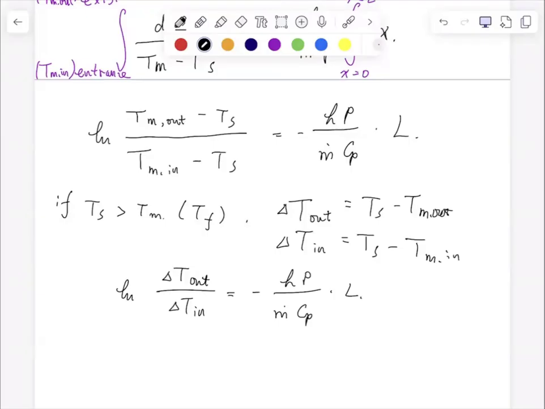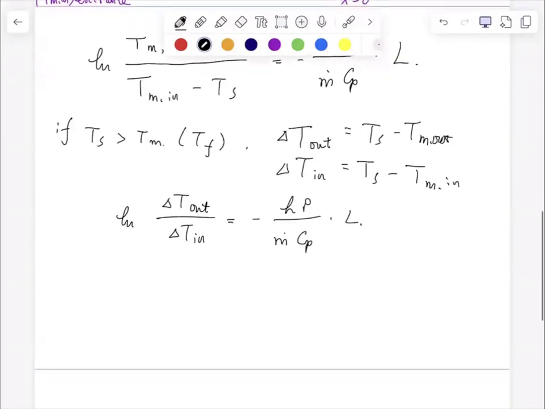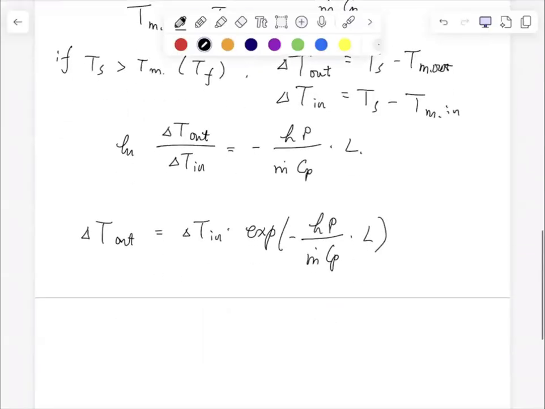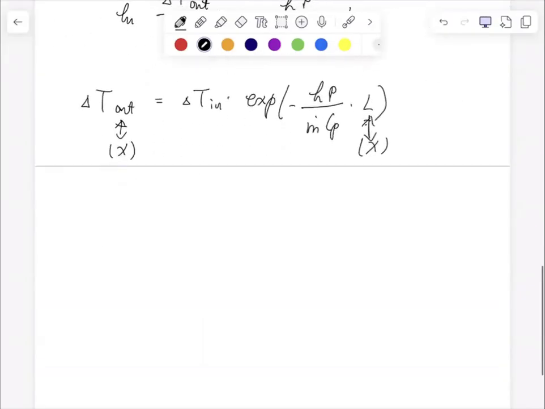And then basically you can plot it as a function. The temperature at the outlet or at any position can be plotted or written as an exponential function with the length of the pipe. So of course, this is outlet and L, and otherwise, if this is a function, then this will be a function of the X.